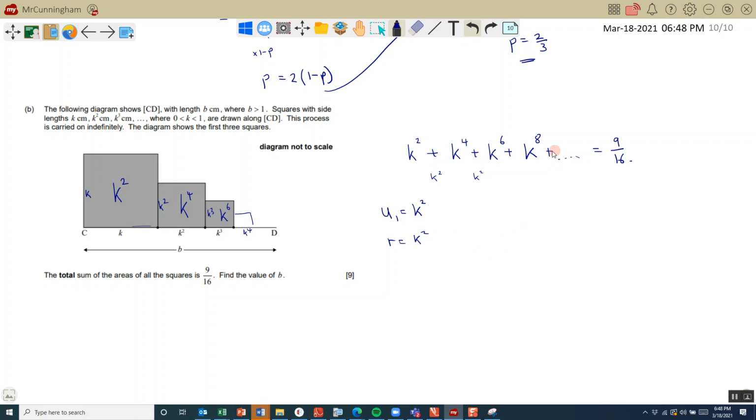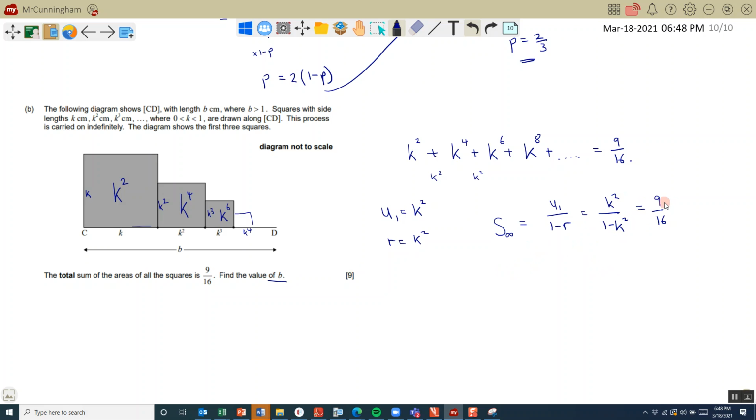And if I want to sum up all these values, I use my formula again. I'm summing to infinity because there's an infinite number of them. I'll write the formula, u1 over 1 minus r. u1 is k squared over 1 minus k squared, and I know that the sum of all of the areas equals 9 over 16. So, although I have to work out what b is, a good starting point is to figure out what k is first. So I'll do exactly the same thing as I did before.